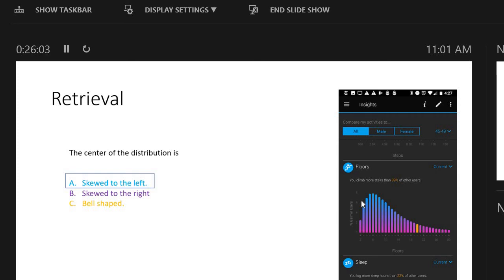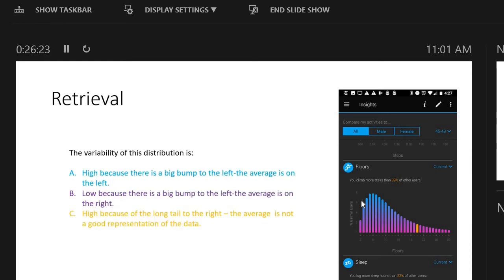So why that's important is we like to explain things with one number. The mean is not a good representation of this data, because you can kind of see the bulk of people are hanging out around 6 floors. And it doesn't explain that variability that you've seen, that long right tail. The variability of this distribution is high because there's a big bump to the left and the average is on the left, or is it low because there's a big bump to the left and the average is on the right, or it's high because of the long tail to the right, the average is not a good representation of the data? Three is correct, the third one.